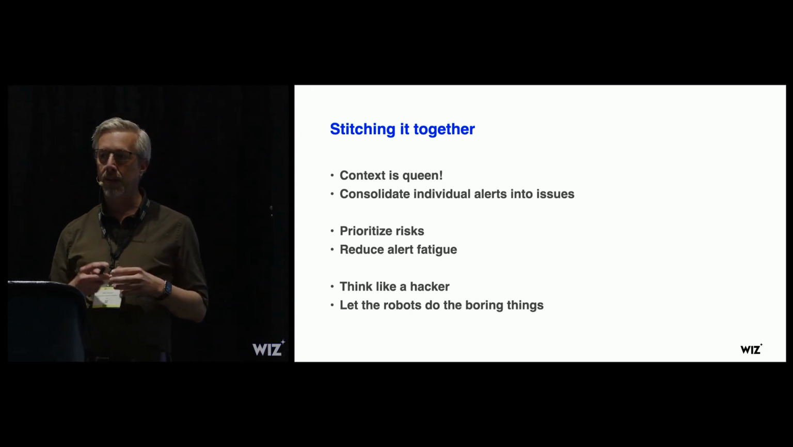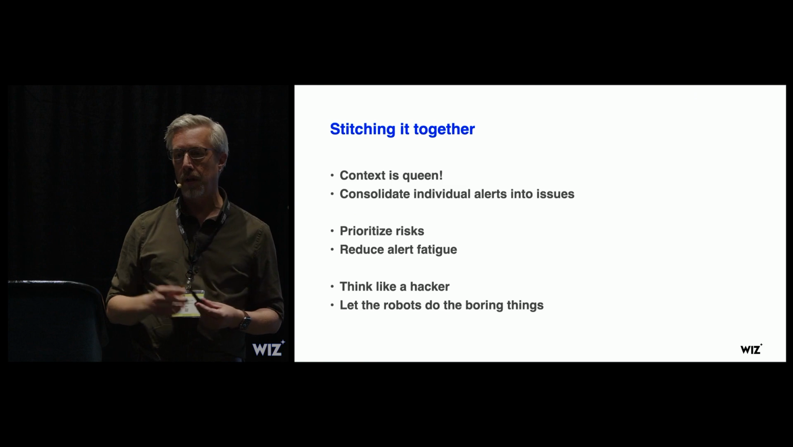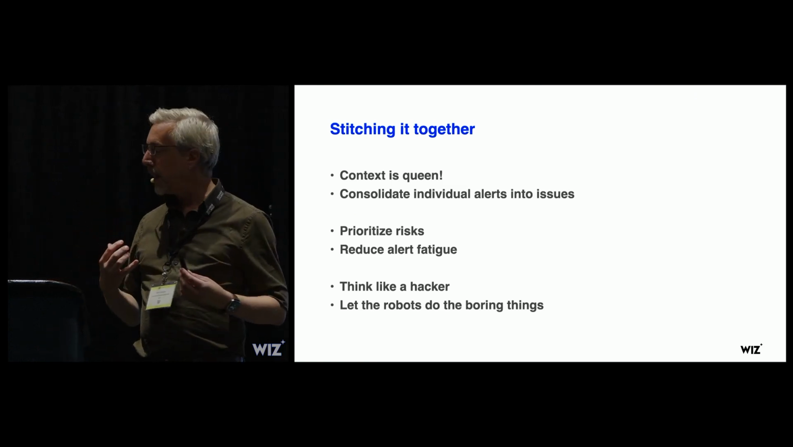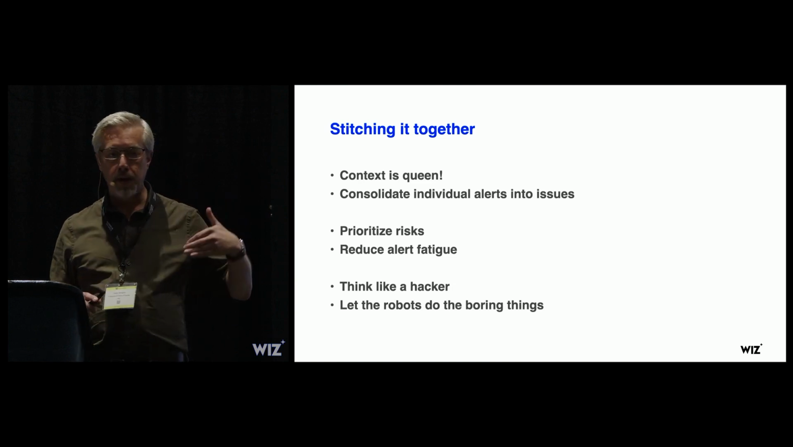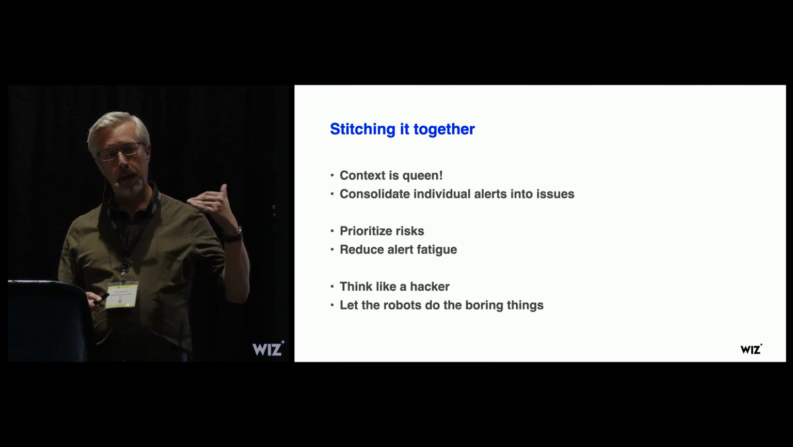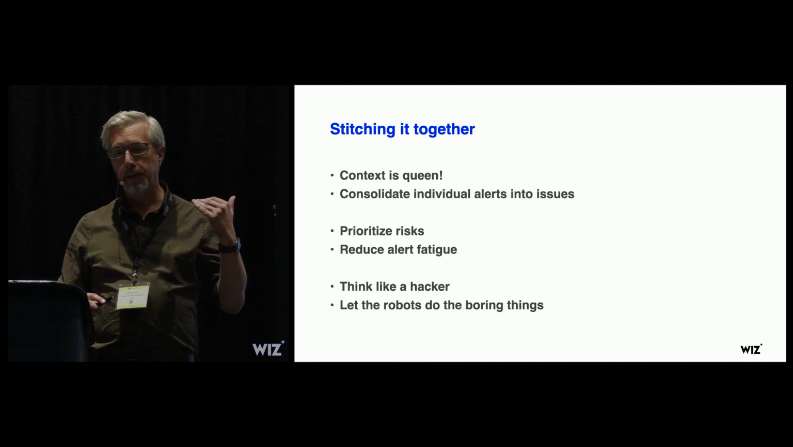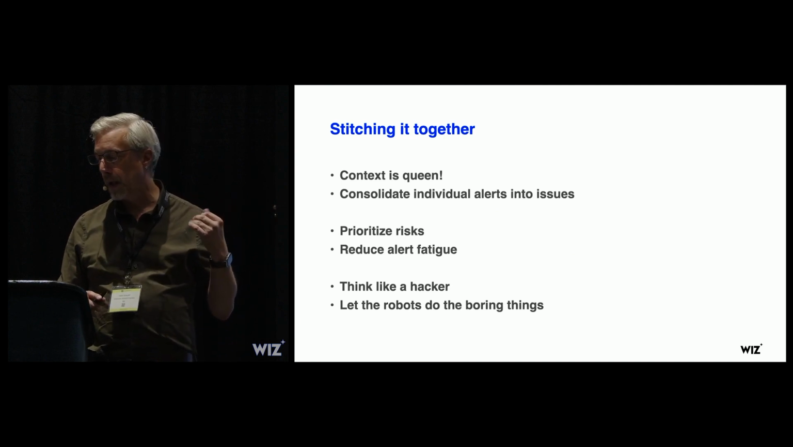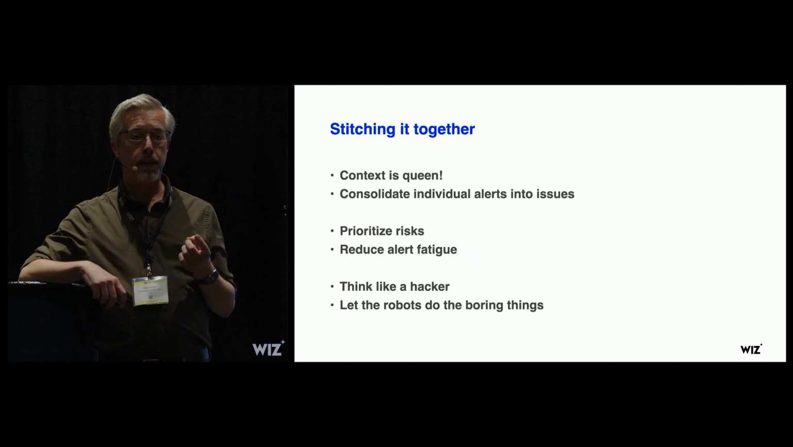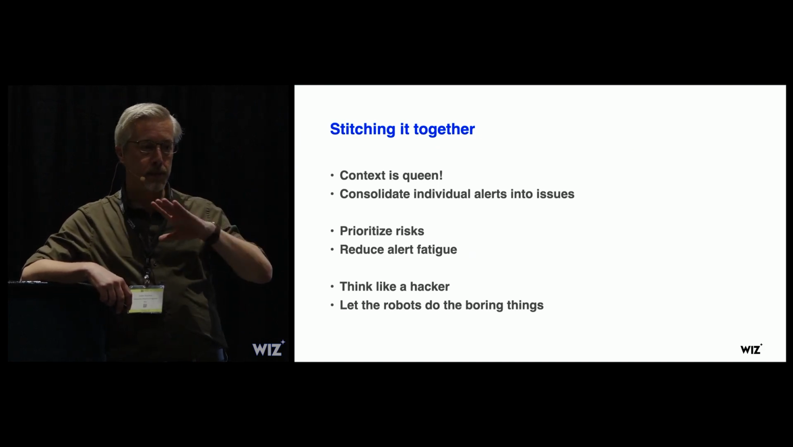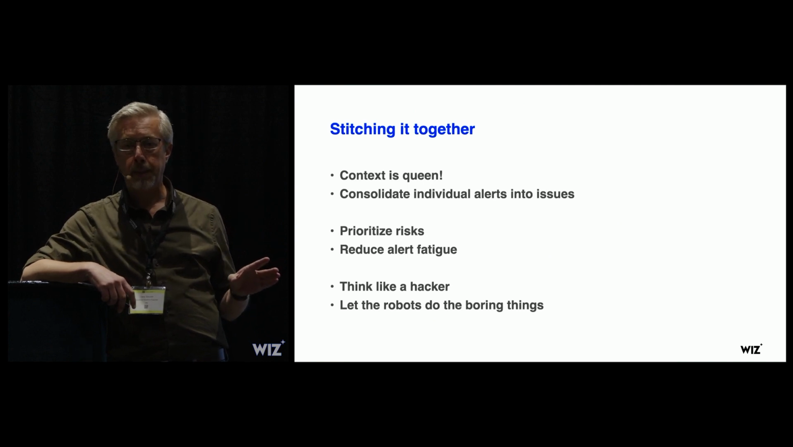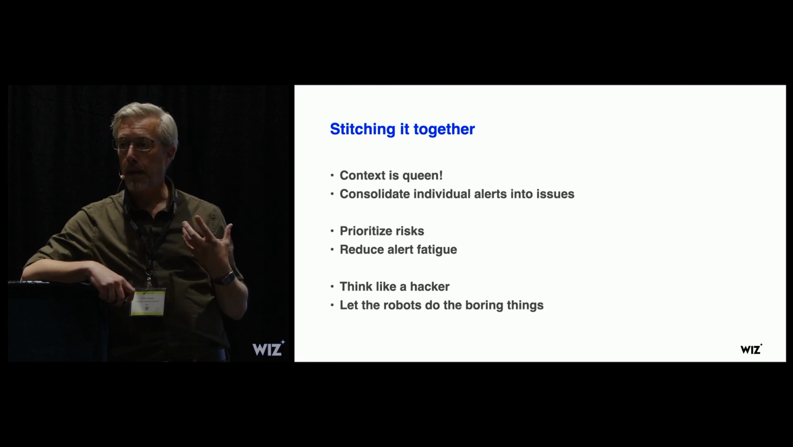What you want to do is get out of the business of alerts, out of those lists, and talk about issues to the business. Prioritize it, and now alert fatigue is going to go down a little bit because it's not crazy alerts everywhere. And you need to, number one, think like a hacker. Think about attack paths, but then also let the robots do the boring junk. Because if you can have a system that does it, now you don't have to think as much. You don't have to do all that work.